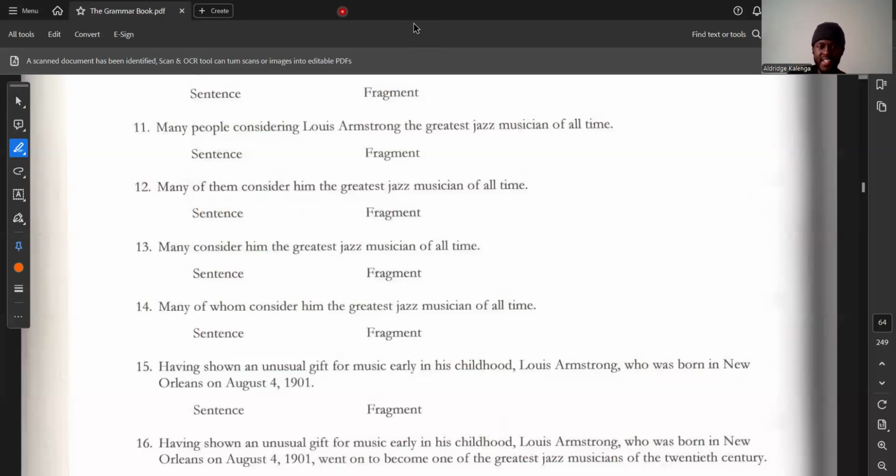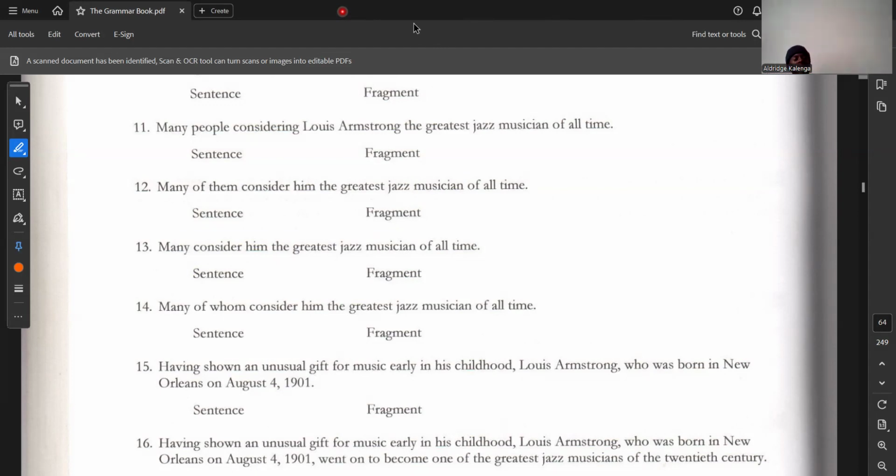But yes, this is actually a fragment, right? Many of whom consider him the greatest jazz musician of all time. Many of whom seems to be trying to modify something. It's trying to give more information to something. So the fact that we're still requesting that information is, we don't care who the subject is, but it's saying many of whom. It sounds like it's trying to say something about some people. For example, that a lot of people are rich. Many, that wouldn't make sense. But it's trying to expect some sentence, some clause to come before, and then it's giving more information about those people.